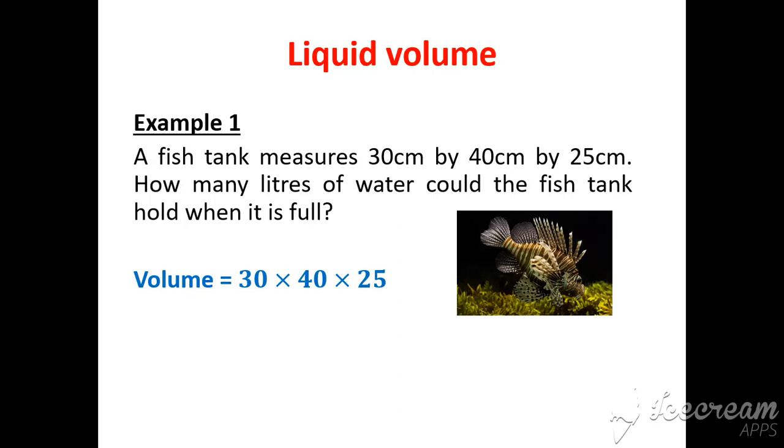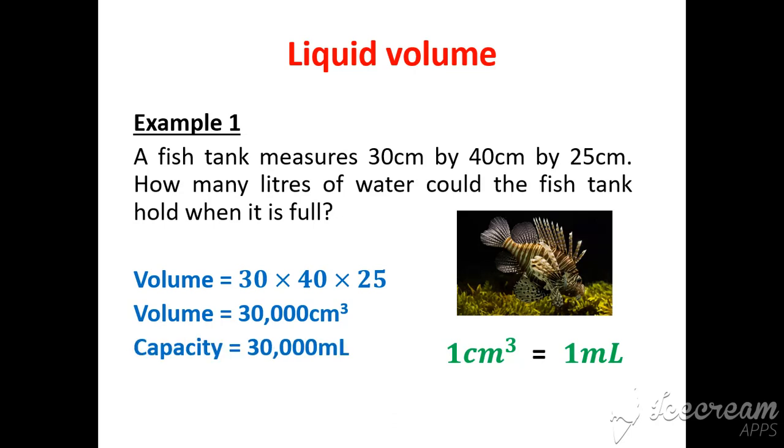Well, the volume of a cuboid is base times height times depth. So 30 times 40 times 25 gives us a volume of 30,000 centimeters cubed. So we know the volume of the fish tank. Let's go to this conversion, which is what we're learning in this video. 1 centimeter cubed is equal to 1 milliliter. So if we know the volume is 30,000 centimeters cubed, we know the capacity of this fish tank is 30,000 milliliters. Basically, whatever you get for volume is exactly the same for capacity, except centimeters cubed changes to milliliters.